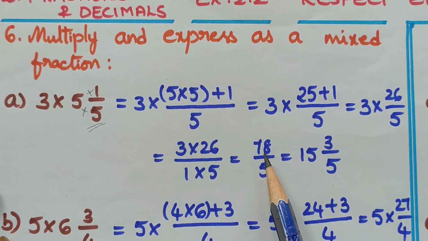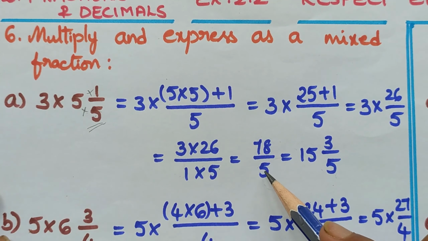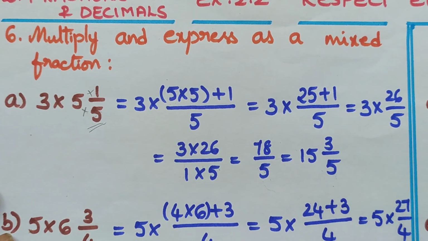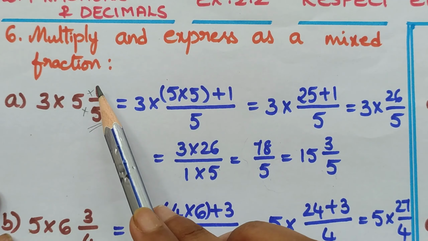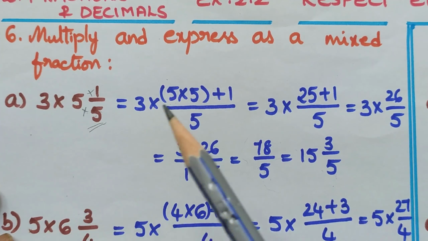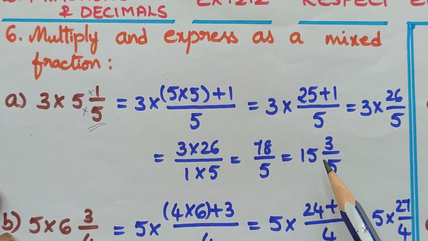If you observe, this is an improper fraction. Now we need to convert this improper fraction into a mixed fraction. By converting this improper fraction into a mixed fraction, we get 15 3 by 5. Therefore the answer for 3 into 5 1 by 5, the a bit, is 15 3 by 5. Is it clear friends?